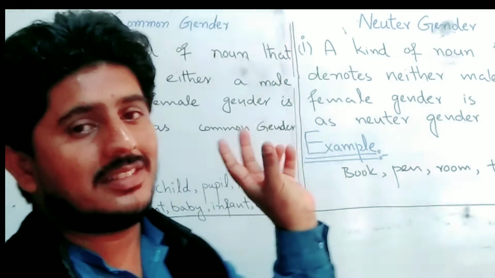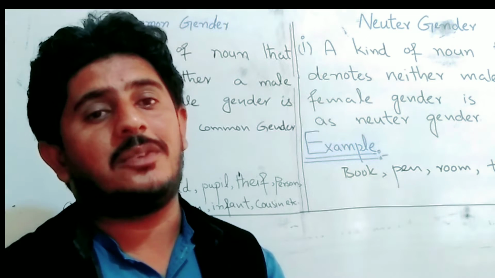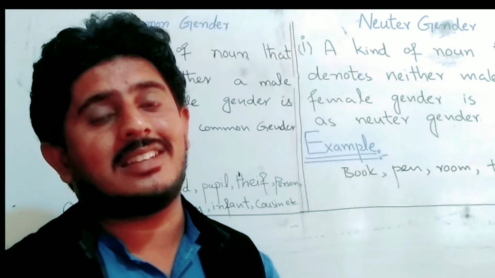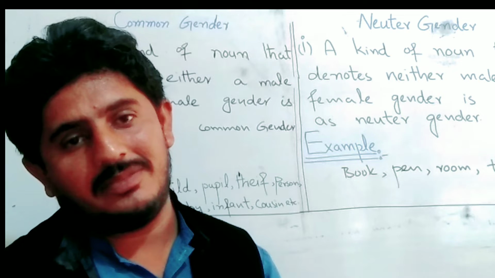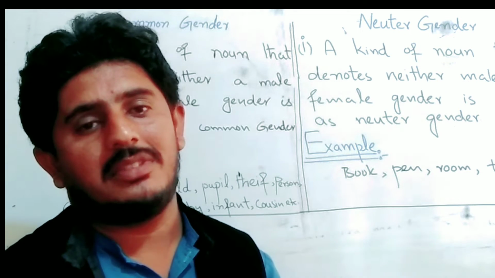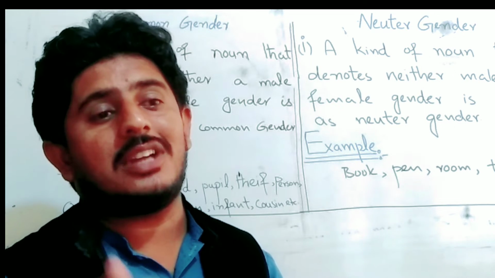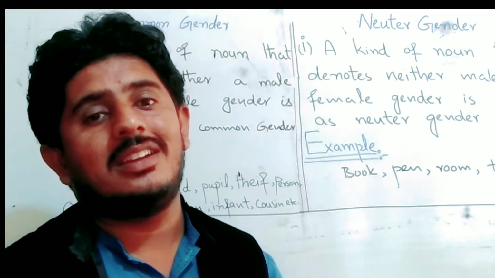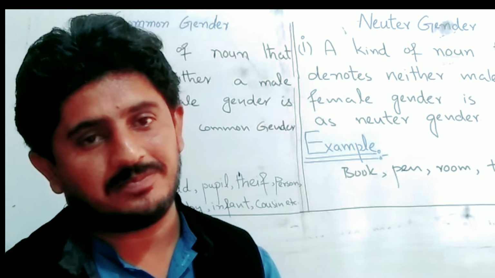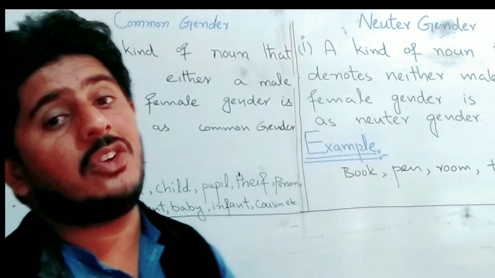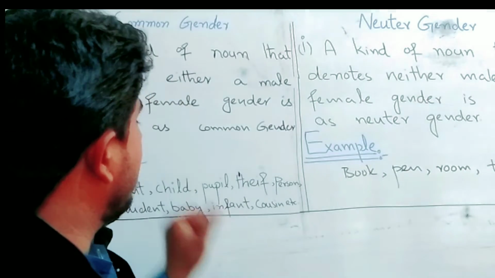As you see, the definition of common gender is written here. We can define common gender as a type of noun that denotes a male or female gender, either a male or a female. In this way, it is used to denote both types of gender, to show male gender or female gender. In this way, this type of noun is known as common gender.